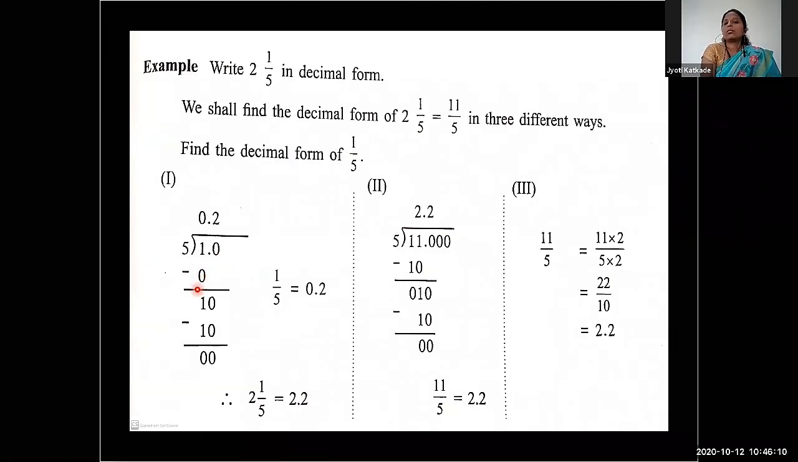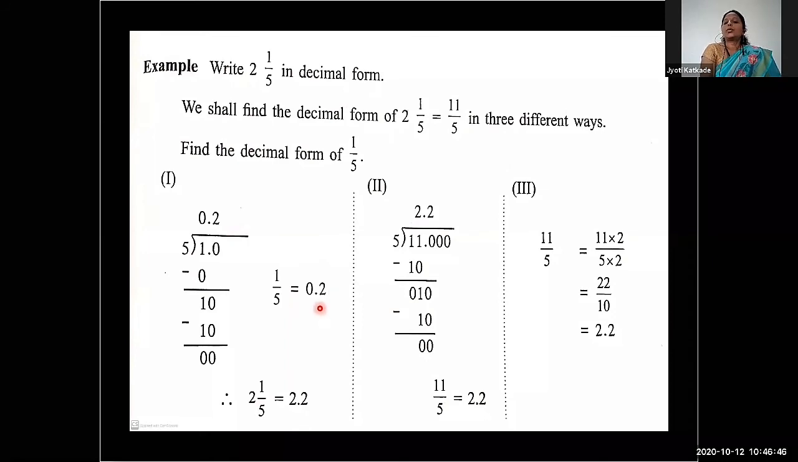5 0s are 0, that is 1 minus 0, we get 1. Now after 0, take 1 decimal place, then we get 10. Now 5 2s are 10, and when we subtract 10 from 10, we get 0. Now our remainder is 0, quotient is 0.2. Now see, when we divide 1/5, we get quotient 0.2.